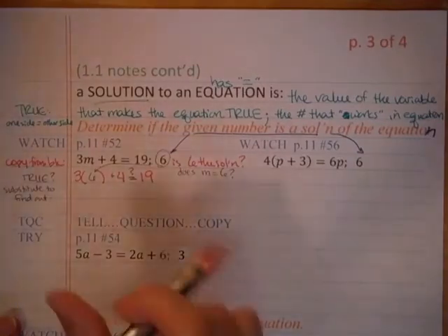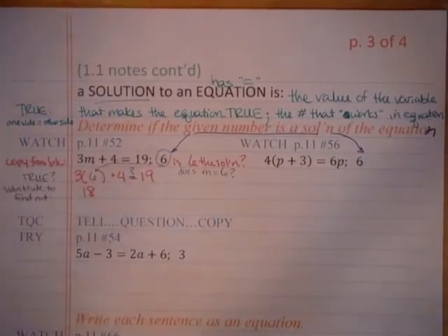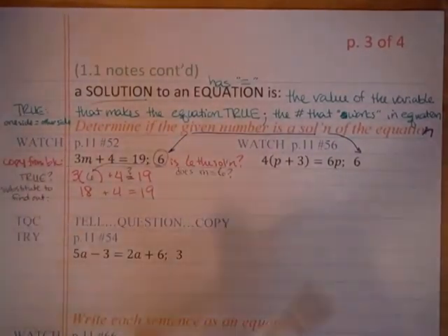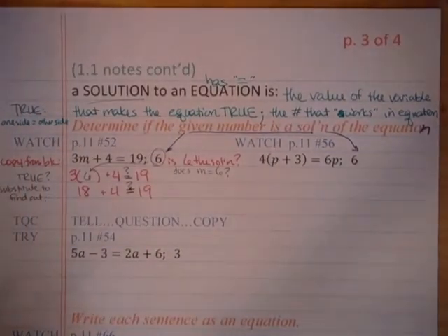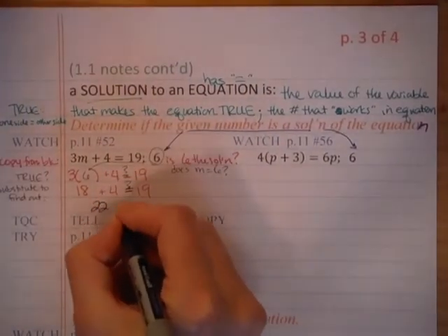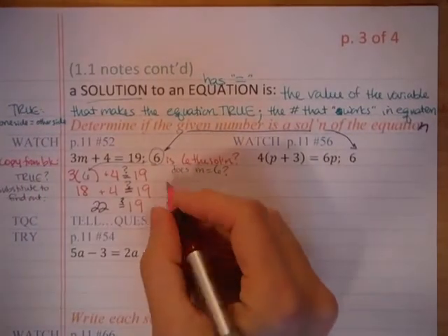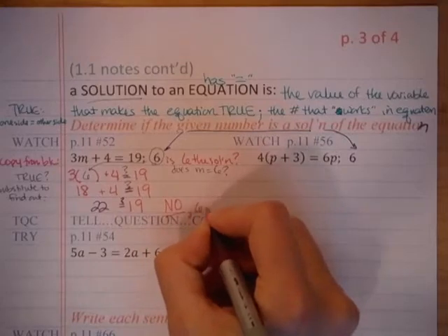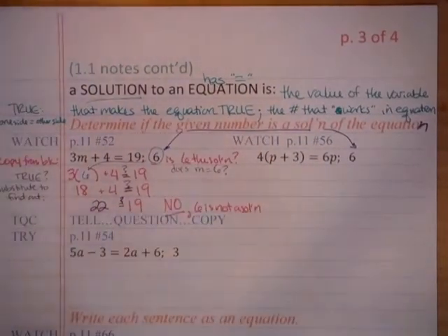So when I do that, 3 times 6, order of operations here, 3 times 6 is 18. Plus 4 equals 19. And again, I'll just remind myself, I'm just checking this. And then 18 plus 4 is 22. Does that equal the 19 that I've been bringing down the whole time? And of course the answer is no. So 6 is not a solution to this particular equation.